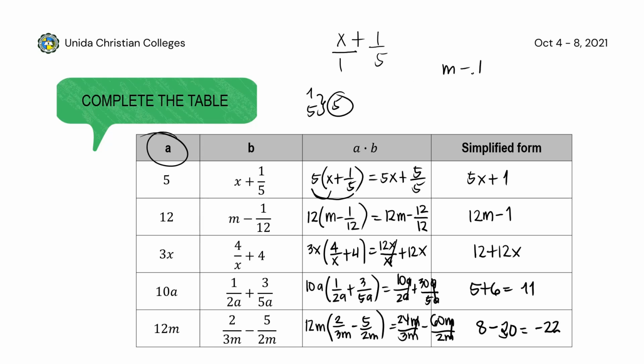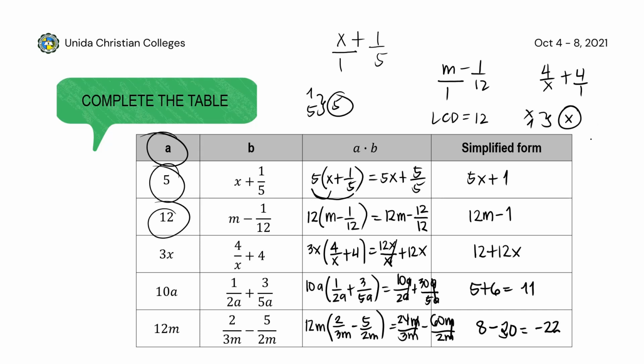M minus 1 over 12. So, same pa rin nung ating unang example. So, therefore, our LCD here is 12, which is nakita pa rin natin or present sa column A. Next, we have here 4 over x plus 4. So, remember, may 1 yan. So, x and 1. So, therefore, multiply, that is x. So, x po yung ating LCD para sa third row.